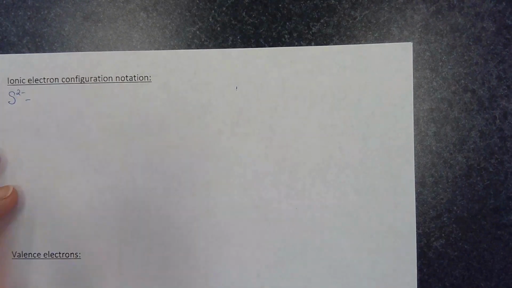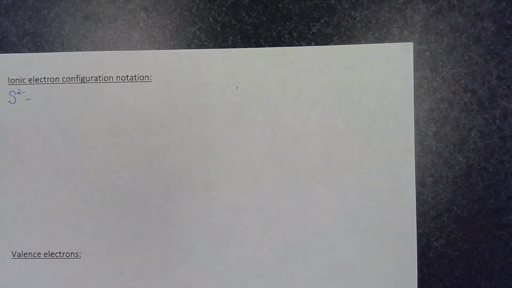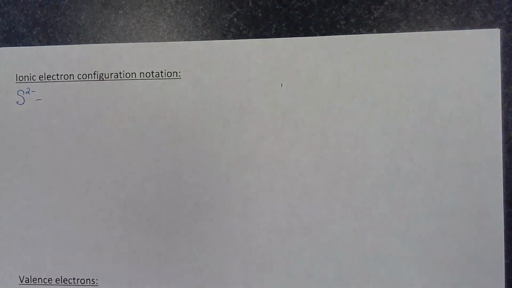Draw the ion electron configuration notation for sulfide. Now, this is after it has already become an ion. This is sulfide.